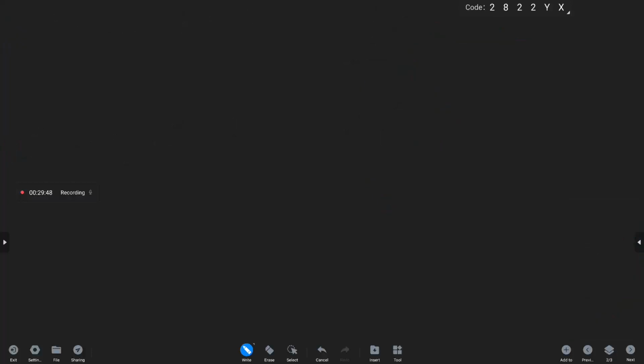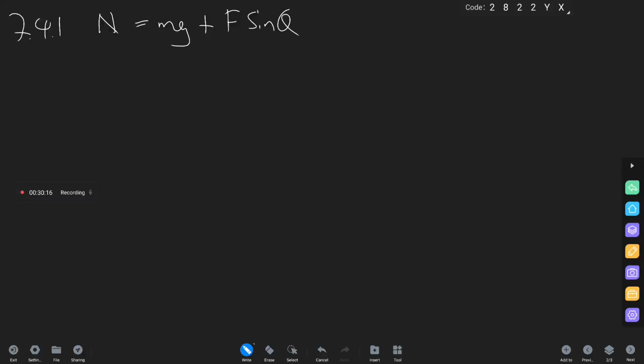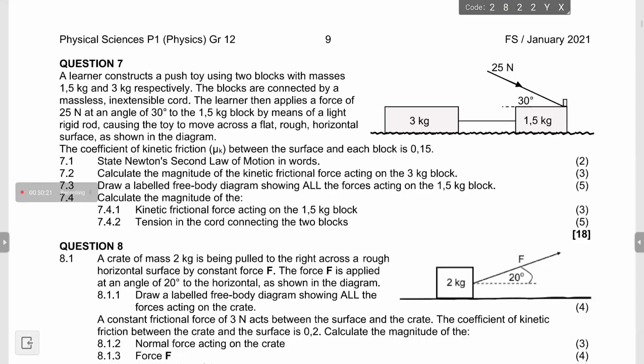So 7.4.1, let me use a different color, which is the white one. I think will do better. 7.4.1, the first thing that we need to do is to calculate the normal force, of course, using mg plus F sine theta. So if you recall very well, you'd know that the magnitude, or let's just go and check the information so that we are going to be all on the same page.